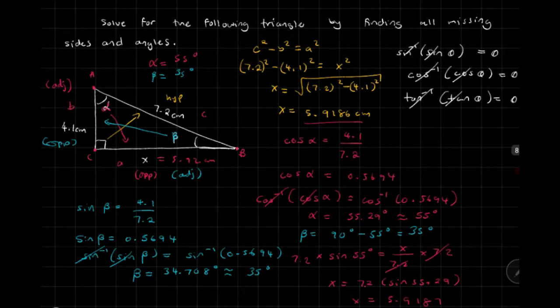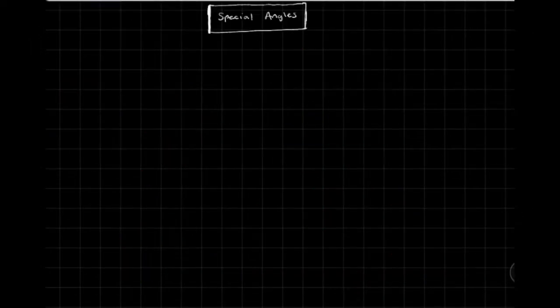So you can use a combination of these trig ratios, the inverse of the ratios, and the Pythagorean theorem to basically solve out a right angle triangle. So it's really useful to understand. Alright, so let's take a look at special angles.